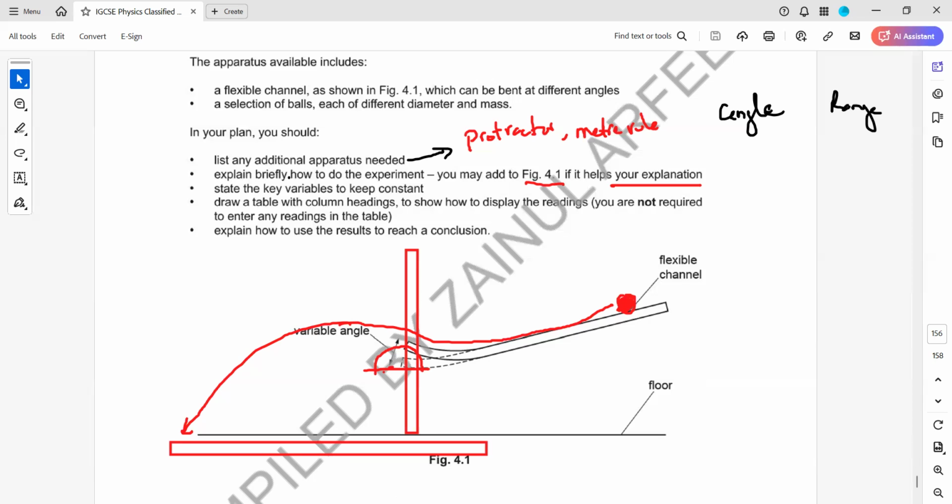You should say how many times it should be done. So you say repeat the experiment 5 times or 3 times for different angles. 5 times is good. So repeat the experiment with 5 different angles. Is it clear, the procedure, how we carry out this experiment?